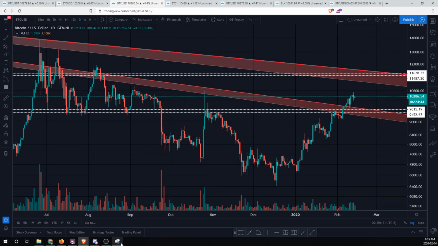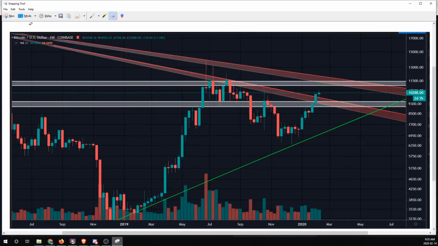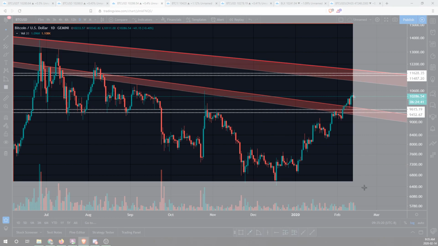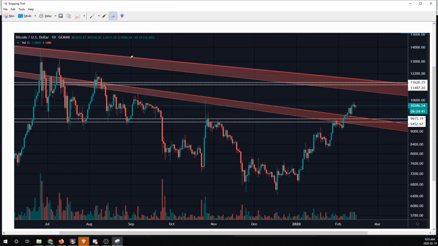So let's talk about market structure a little bit within the snip. Also for the people who are within the live, this is absolutely live, so if you have a question, just drop it in the chat and then I'll be able to answer any questions that you may have.